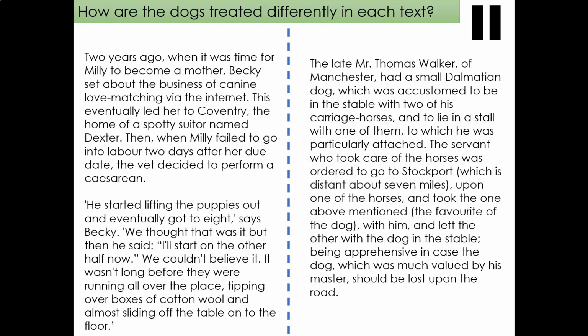Now let's have a look at text B. The late Mr. Thomas Walker of Manchester had a small Dalmatian dog, which was accustomed to be in the stable with the 2 carriage horses and to lie in a stall with one of them, to which he was particularly attached.